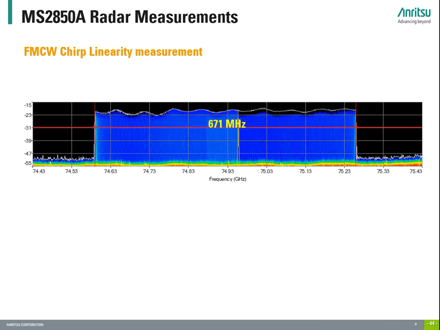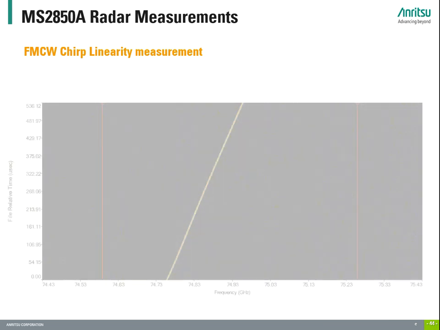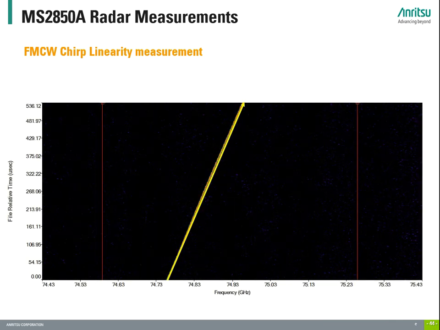Firstly, we can see in the intensity display spectrum a sweep bandwidth of 671 MHz instead of 800 MHz. And what you see here, this plot, is the result of a so-called IQ recording. We see a section of the entire sweep bandwidth. The linearity looks good. For example, the slope of the visible ramp here is very, very linear and constant.